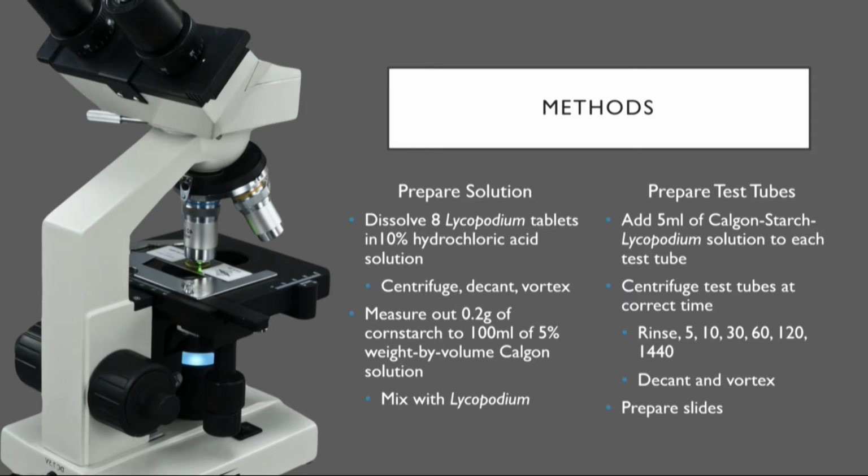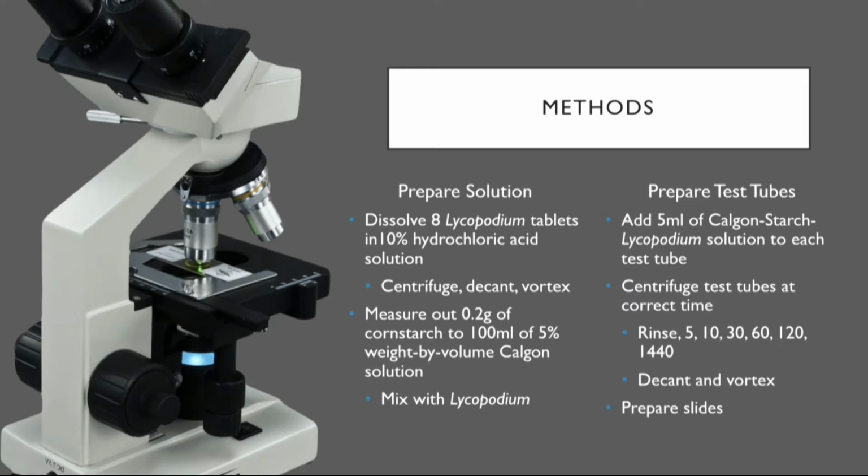To conduct this experiment, we first prepared the starch solutions. We began by dissolving 8 lycopodium tablets in a 10% hydrochloric acid solution to use as the control for the study. By centrifuging the lycopodium and hydrochloric acid mixture at 3,300 RPM for 3 minutes, we were able to concentrate the lycopodium spores at the bottom of the test tube. We then decanted, or poured out, the excess liquid and vortexed the sample to ensure that we obtained as many of the spores as possible.